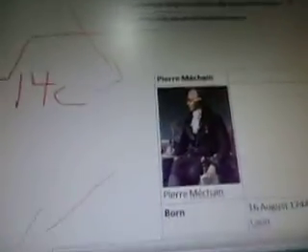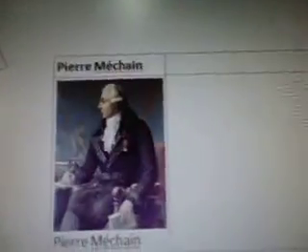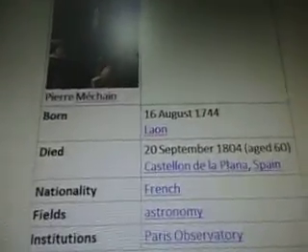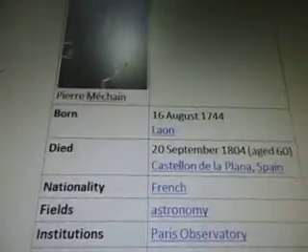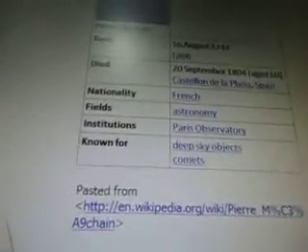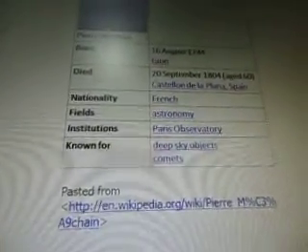Okay, so the next thing we're going to go to is Pierre Méchain. Now he worked on the catalog with this man here, Charles Messier. The two of them cataloged the stars and the comets that they found up in the heavens. Okay, so a little bit about Pierre Méchain. He was born August 16th, 1744, and he died the 20th of September, 1804. So that's about 2 years after Messier. They were very close friends, from what I can gather. He worked at the Paris Observatory, and he's known for deep sky objects and comets.